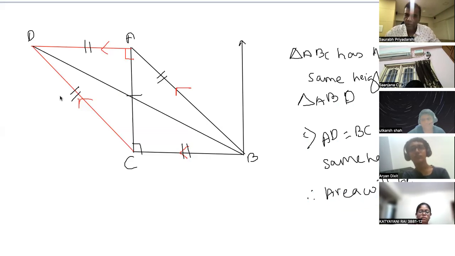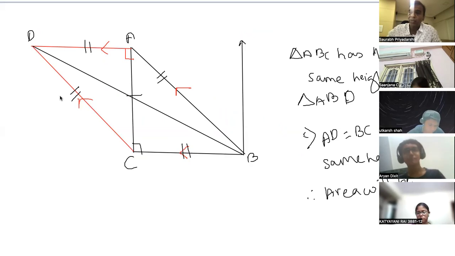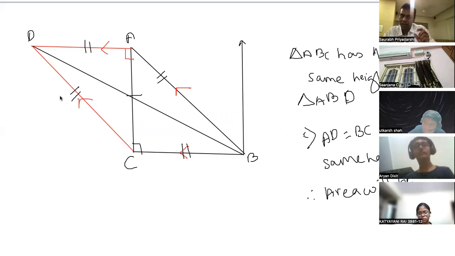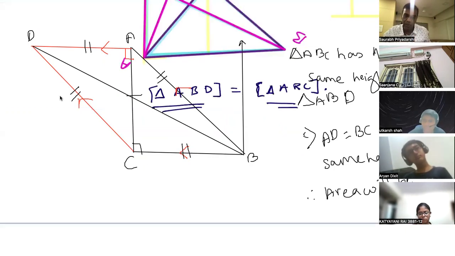Very good. Like you have to use the property of parallelogram. For area you have to use the base. If you are able to pick the base, from which base I have to go for the question, then 100% you'll be able to get this, right?